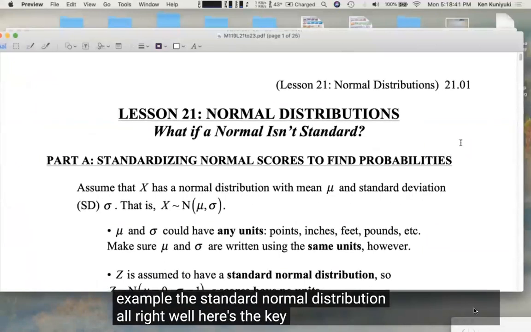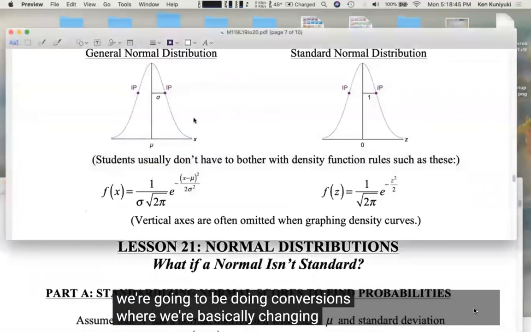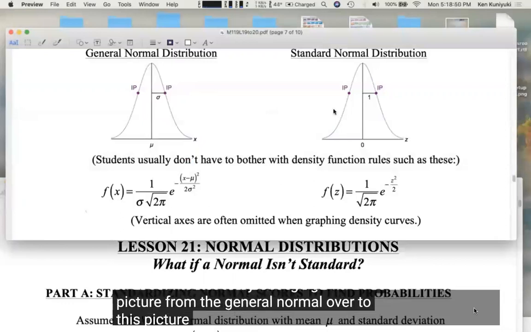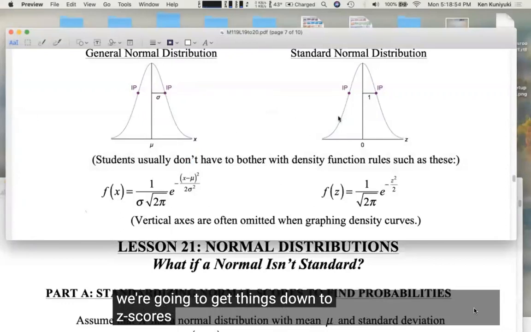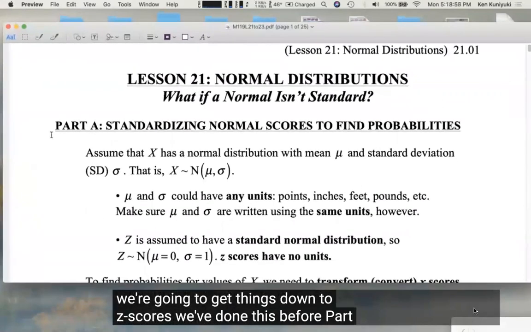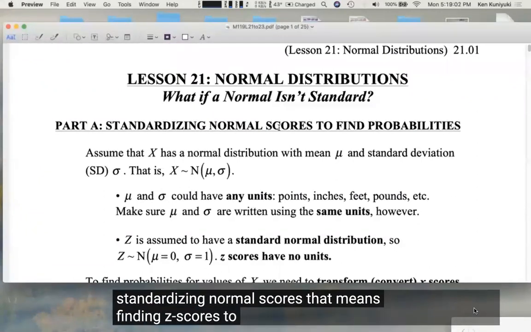Well, here's the key thing. We're going to be doing conversions where we're basically changing from this picture, from the general normal, over to this picture with the standard normal. So we're going to get things down to z-scores. We've done this before. Part A, standardizing normal scores. That means finding z-scores to find probabilities.